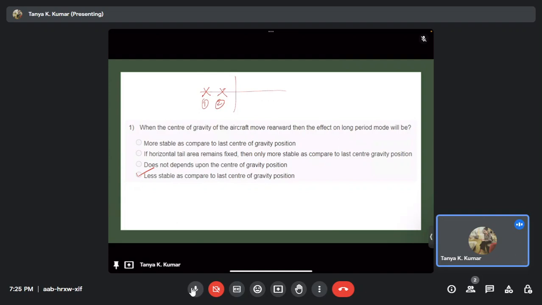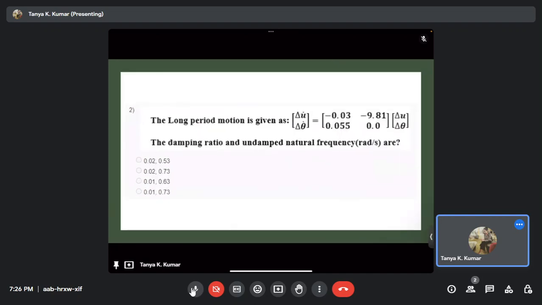Okay, let's move on. Next question. Long period motion is given as, so they're giving you the equation for the long period approximation. So given you the equation here. Now they've asked you to find out the damping ratio and undamped natural frequency. How do you find this?